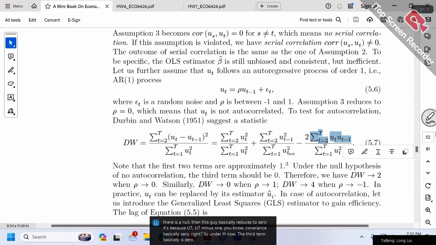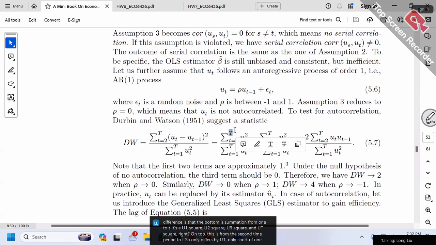How about the first two terms? The first term, if you take a closer look, is the sum of U_t squared. The only difference is the bottom is the summation from one to T: U1 squared, U2 squared, U3 squared, until UT squared. On top, this is from the second time period to T. So it only differs by U1, only short of one term. In other words, if T is large, this is basically the same. So that's why the ratio right here is almost one.